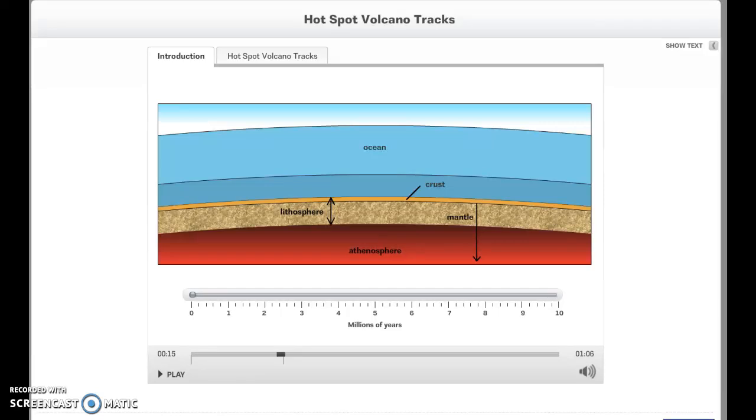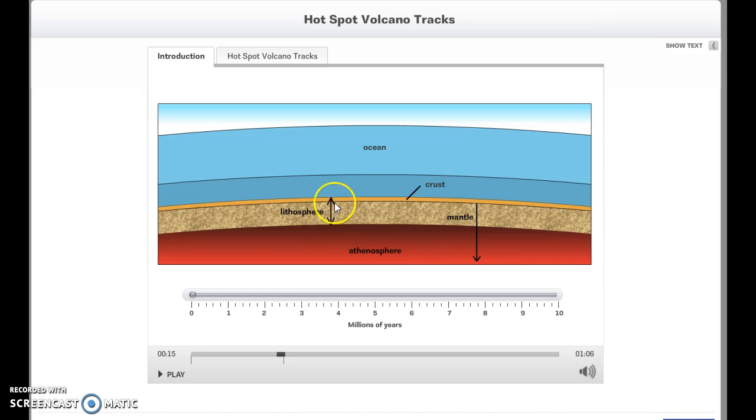Okay guys, today I'm going to do a quick tutorial on hotspot volcanoes. This is an animation that was created to explain how hotspot volcanoes work, how a chain of volcanoes occur. It's based on understanding that this is the asthenosphere down here, which is able to flow in a convection current. And up here is the lithosphere, which is what is divided into plates.